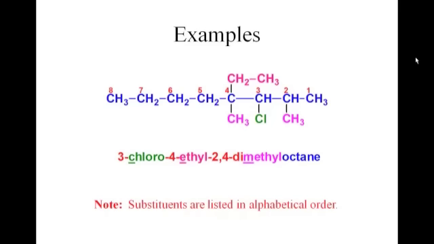And I also want to point out to you that we do not alphabetize the di, tri, tetra, and so on. We alphabetize this according to the M for methyl, not D for di. So this molecule is 3-chloro, 4-ethyl, 2,4-dimethyl octane.